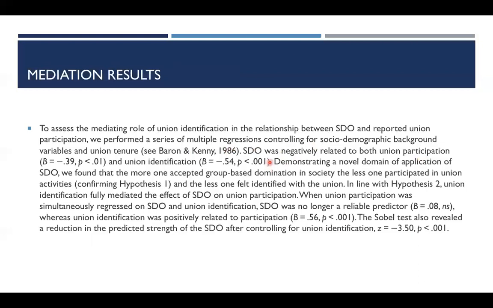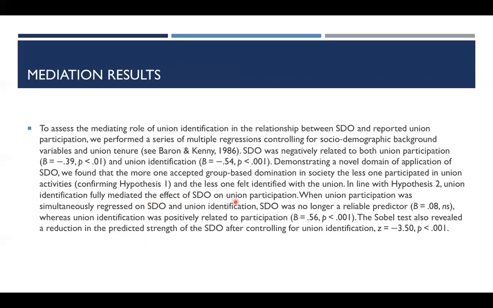And then demonstrating a novel domain of application of social dominance orientation, we found that the more one accepted group-based domination in society, the less one participated in union activities, right? So it's the idea that if you care about that hierarchy, you're less likely to be at a union. And the less one felt identified with the union, so you don't really feel like the union is part of your identity. In line with hypothesis 2, union identification fully mediated the effect of social dominance orientation on union participation.